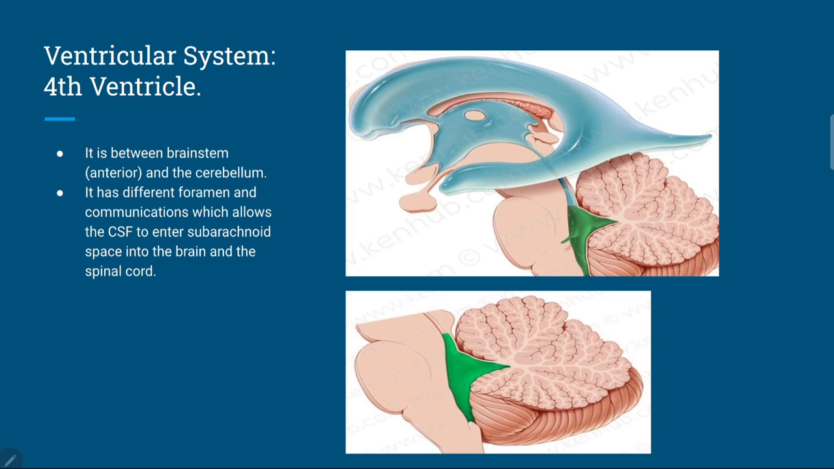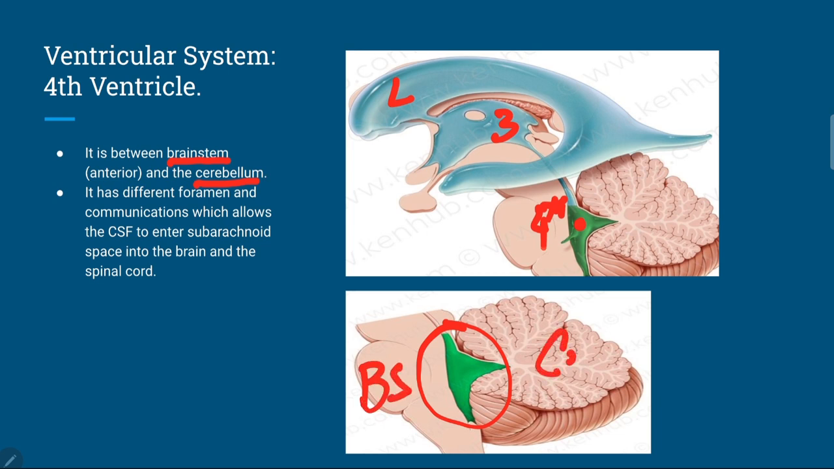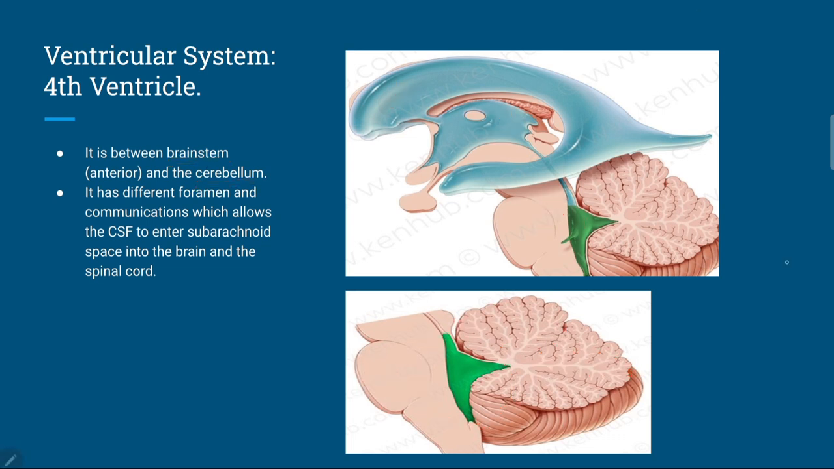The next one is the fourth ventricle. The fourth ventricle in itself is also very important. It is present between the brainstem anteriorly and the cerebellum posteriorly. I have shown here, this is the lateral ventricle, this is the third ventricle, and this green structure is the fourth ventricle. I have zoomed the picture right here. This is the fourth ventricle. The brainstem is in front and the cerebellum is posterior. It has different foramina and communications which allow the CSF, the cerebrospinal fluid, to enter into the subarachnoid space of the brain and the spinal cord.